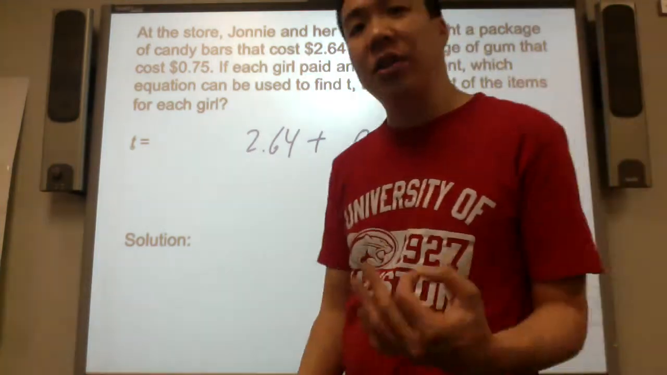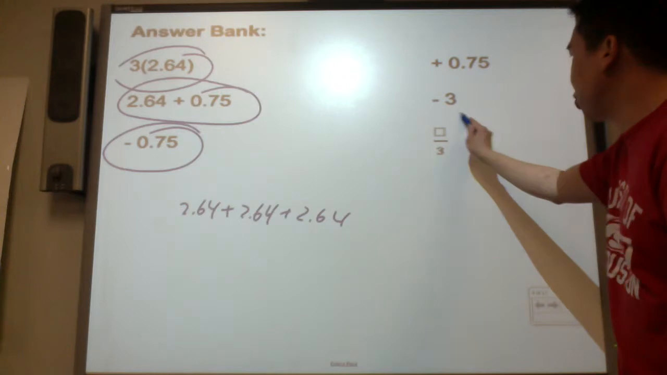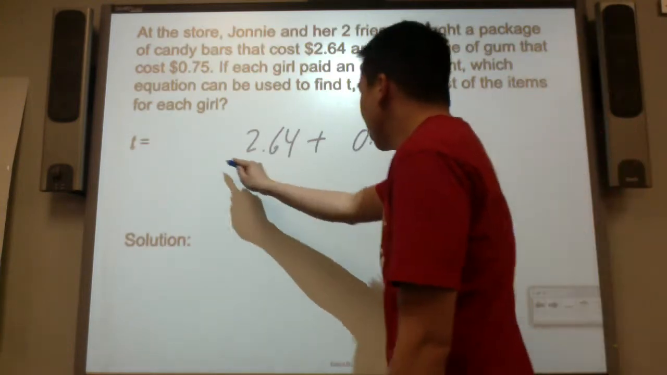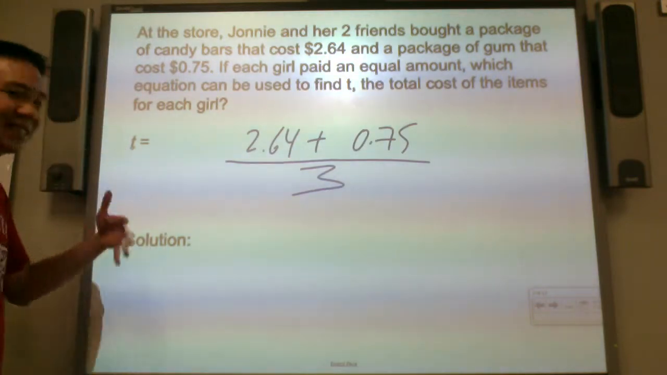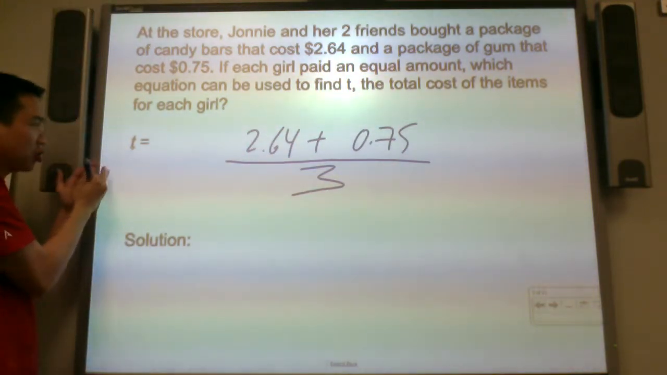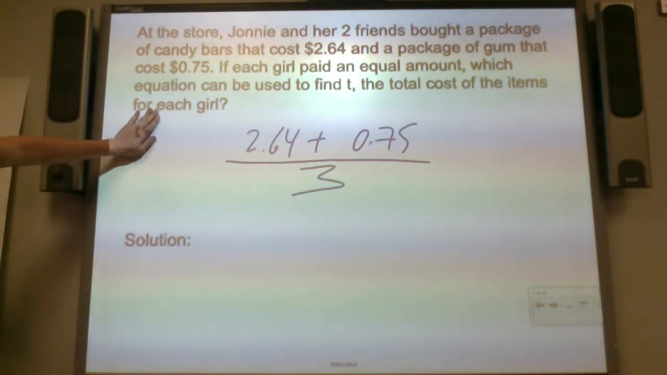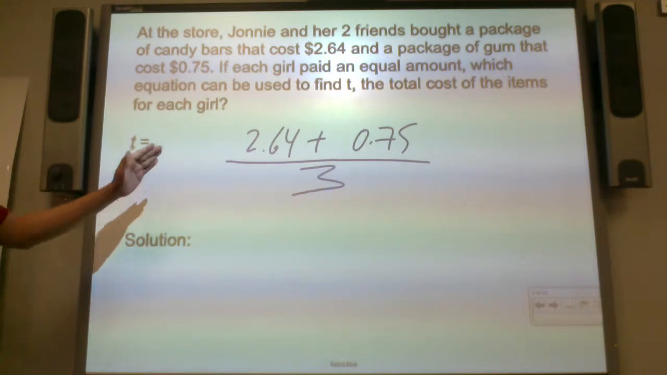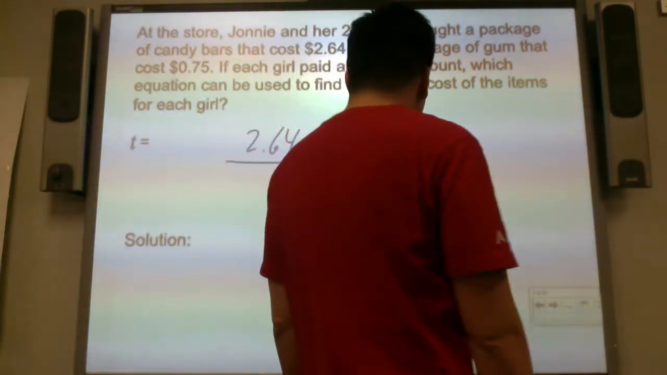That means they split the cost. How many girls are there? There are 3 girls. So they split the cost by dividing by 3. So again, this is an equation. It's telling us T, the total cost they spent, is equal to this. If it was just this by itself, it would be called an expression. But since I'm setting it equal to something, I need to find its value. I need to solve this.